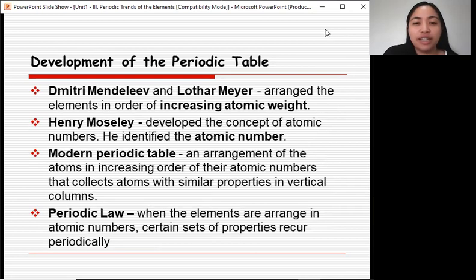Dimitri Mendeleev and Lothar Meyer arranged the elements in order of increasing atomic weight. Henry Moseley developed the concept of atomic numbers and identified the atomic number. So the modern periodic table is an arrangement of the atoms in increasing order of their atomic numbers that collects atoms with similar properties in vertical columns.